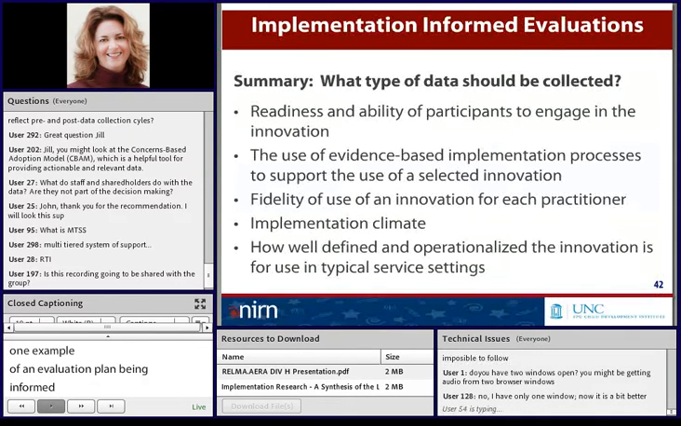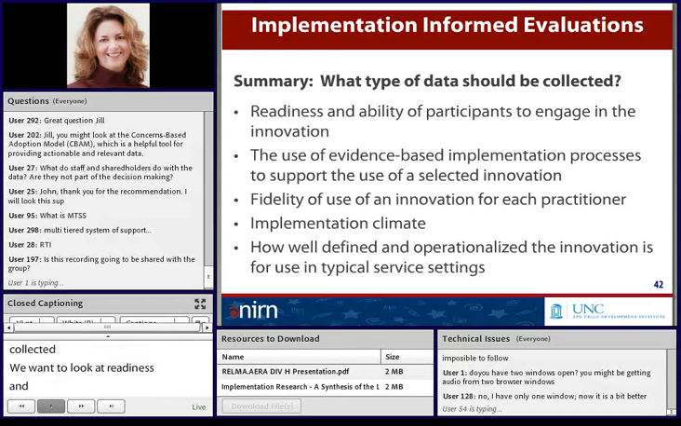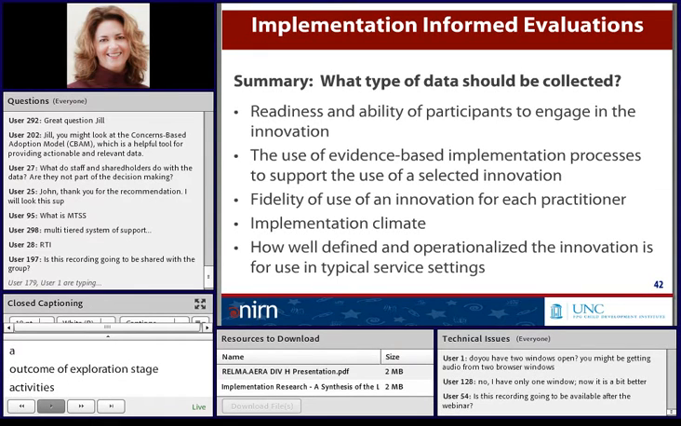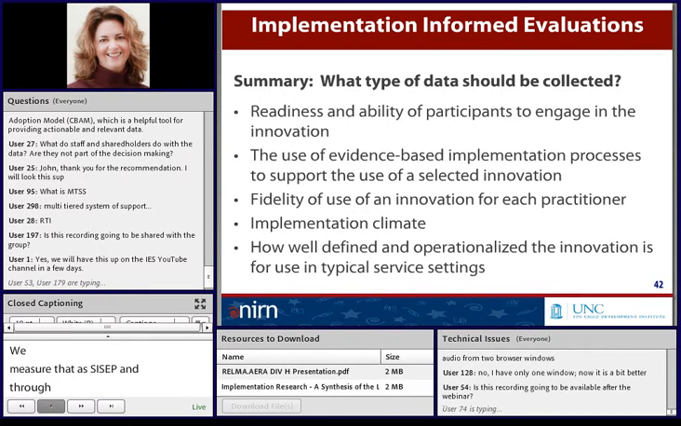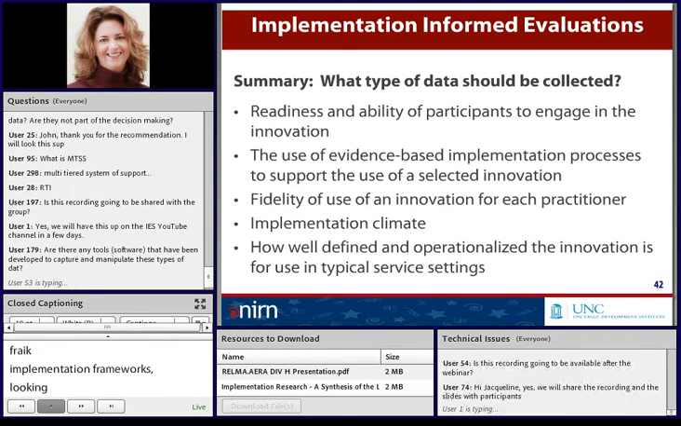So in summary, what type of data should be collected? We want to look at the readiness and the ability of participants to engage in the practice. That's often an outcome of our exploration stage activities. The use of evidence-based implementation processes, so that's the outcome of using the implementation drivers and the other frameworks as well. We measure that here at CISIP and NERN through our capacity assessments. Fidelity of use of an innovation for each practitioner. Implementation climate, an outcome of the active implementation frameworks, looking at that enabling context. And it's also important to assess how well defined and operationalized that innovation is in typical settings.